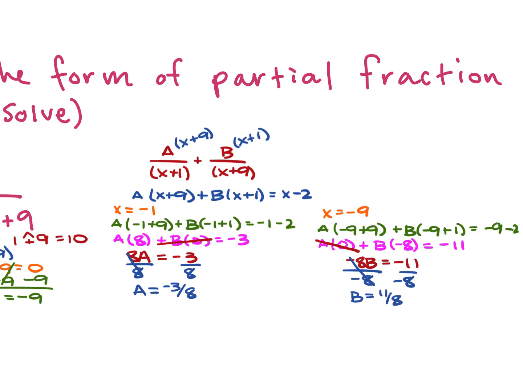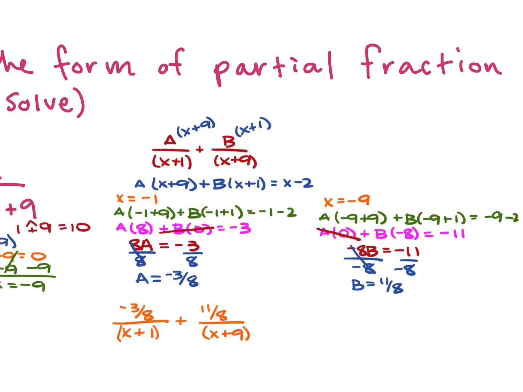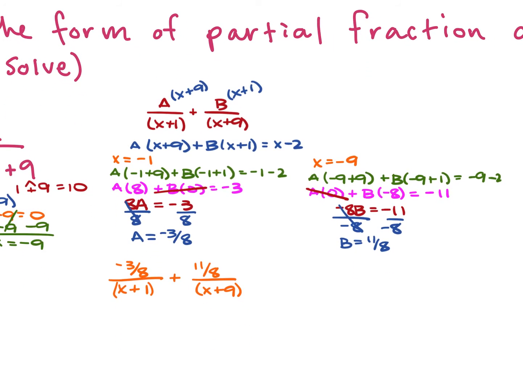If we go to plug that a and that b in to that a over x plus 1 plus b over x minus 9, this is going to give us negative 3/8 over x plus 1 plus 11/8 over x plus 9. If you remember from the first question that we went over together, with our fractions in the numerator, that denominator of the numerator's fraction goes with the denominator of your entire fraction. So this is going to become negative 3 over 8 times x plus 1 plus 11 over 8 times x plus 9.